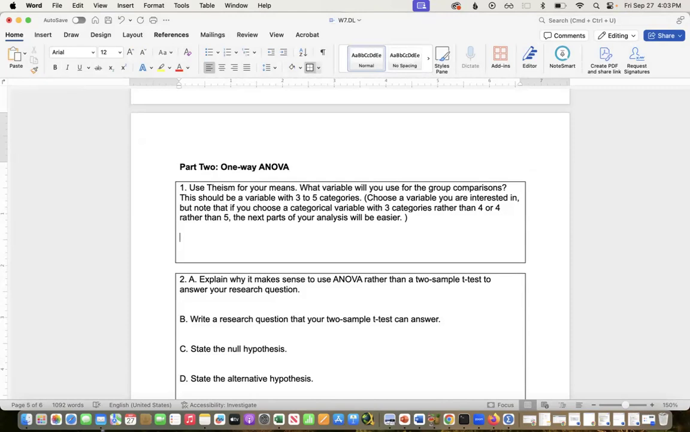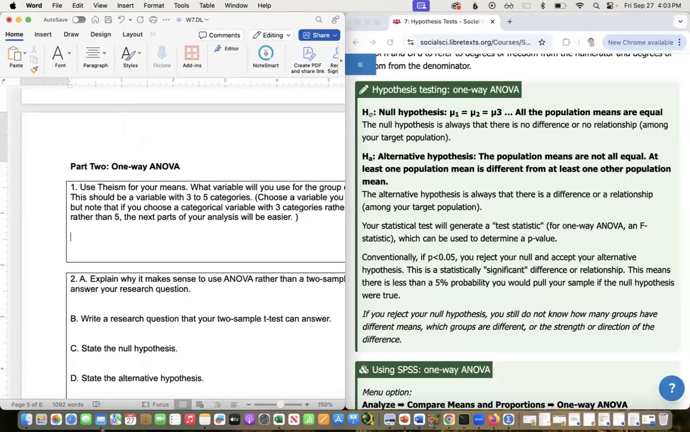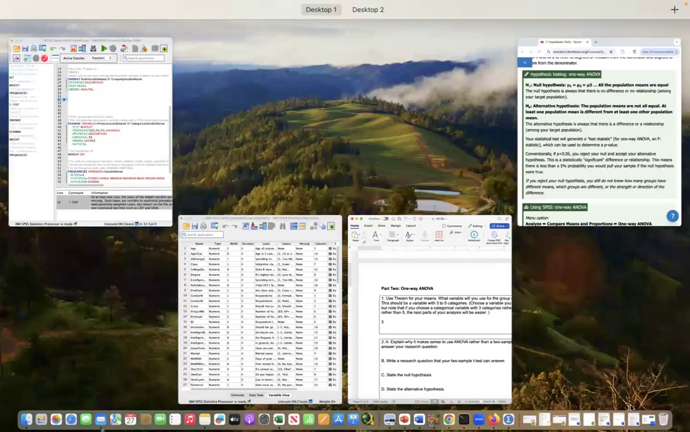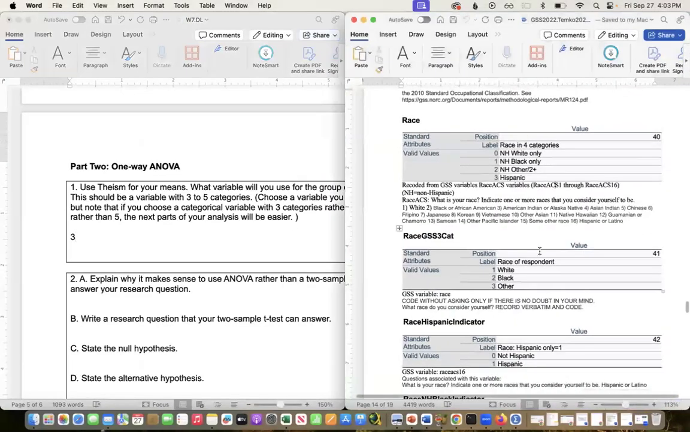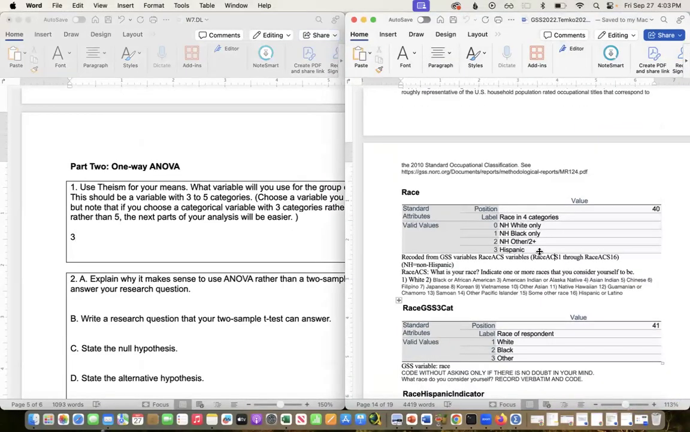Now, the more groups that you have, the more categories that you have, the more comparisons it's going to make. It's going to get more complicated. So it's easiest with 3, easier with 4, etc. And as you add more categories, it gets more difficult. If we look at our codebook, it's not like a 2-sample t-test where I get to choose my codes. If I wanted to only use some categories, I'd have to recode into a new variable that only has those.